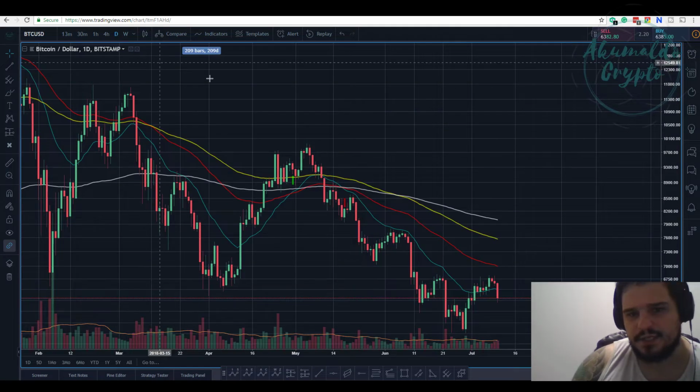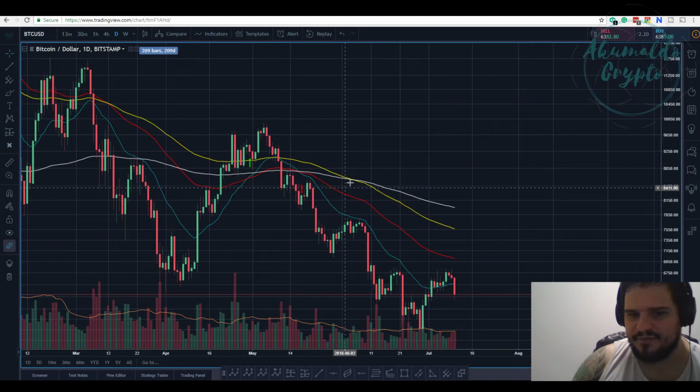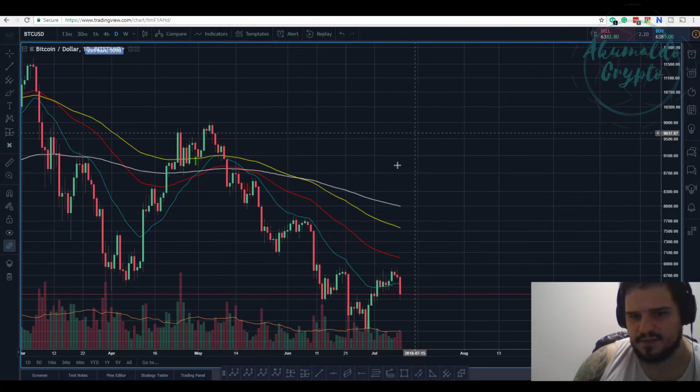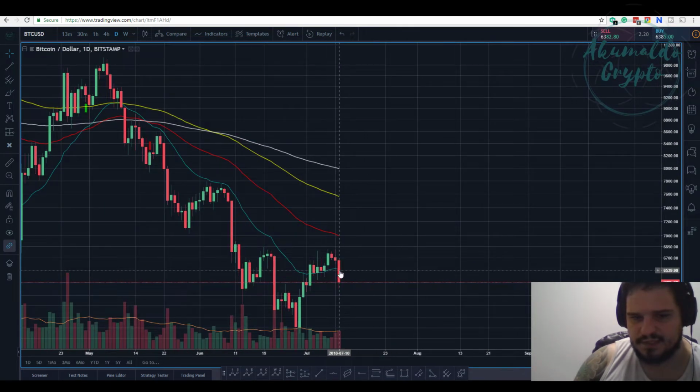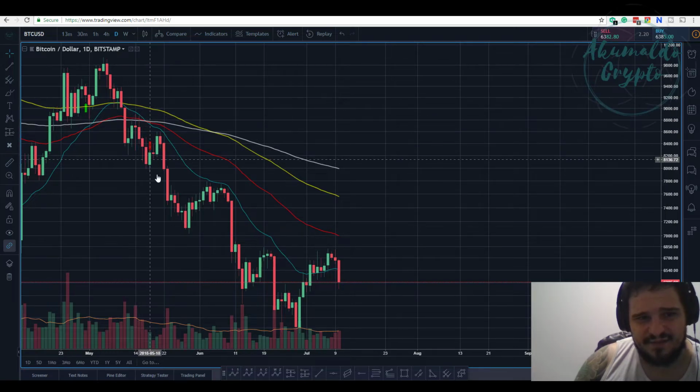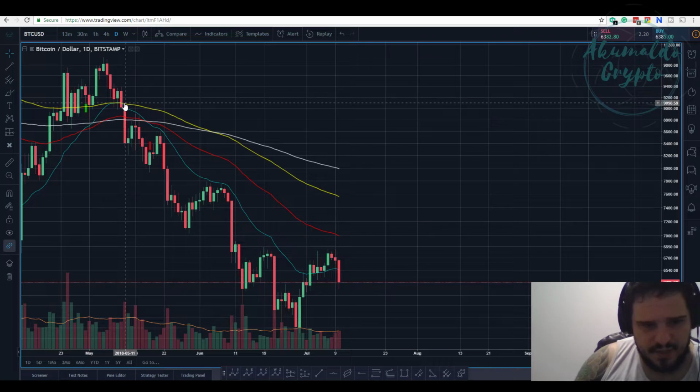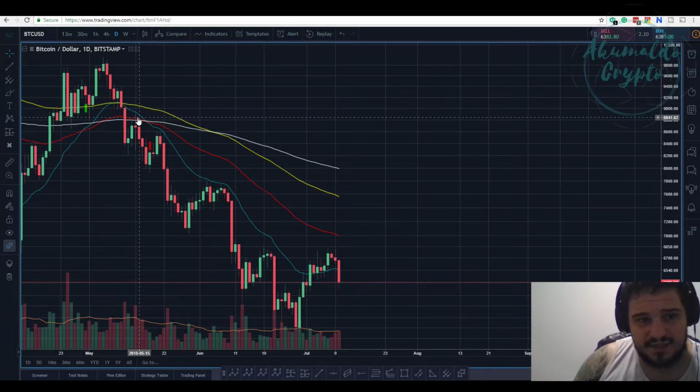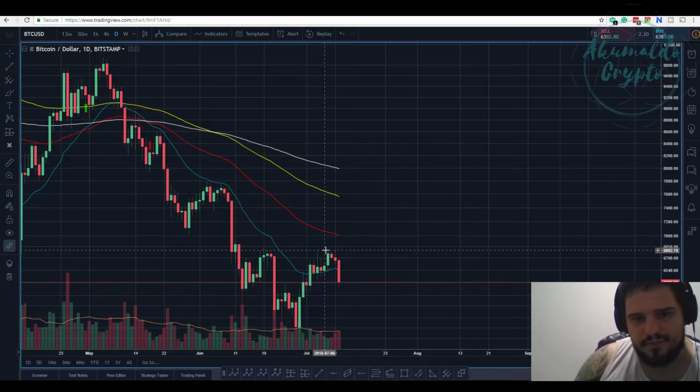In the daily chart we are bearish. We have the death cross here, and as I said, we don't have the 21 EMA support anymore. We are pretty much below it since the beginning of the year. This is May, and we are below the 21. This was the beginning of July. We were a little bit above it, but then we went down again.